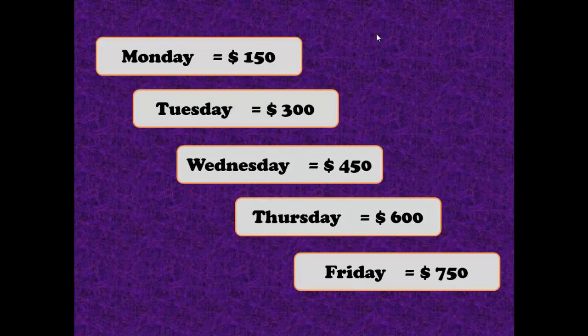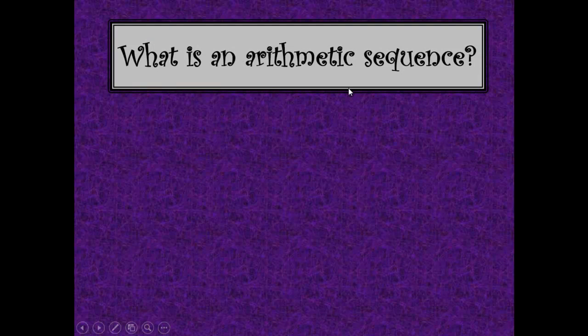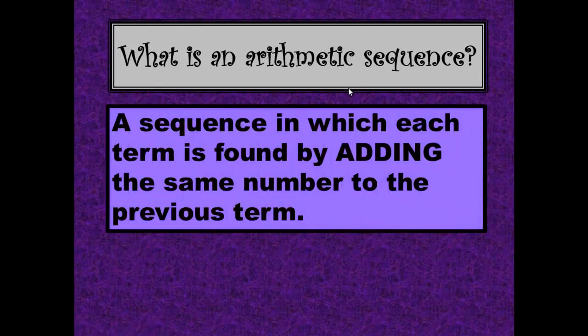More specifically, each amount is a term in an arithmetic sequence. To find the next term, we just add $150. So, what is an arithmetic sequence? A sequence in which each term is found by adding the same number to the previous term.